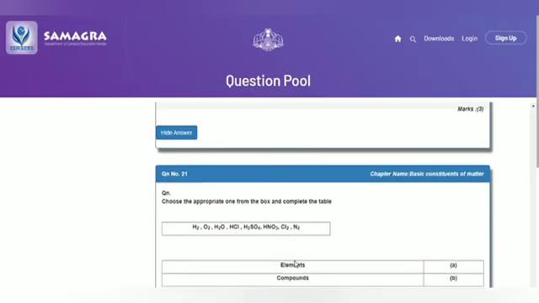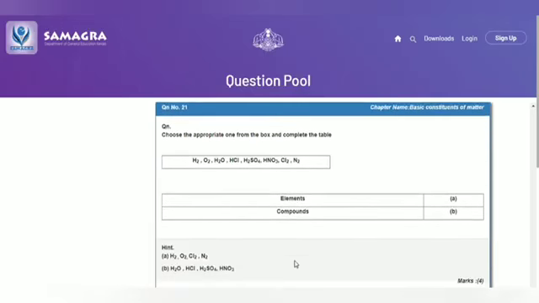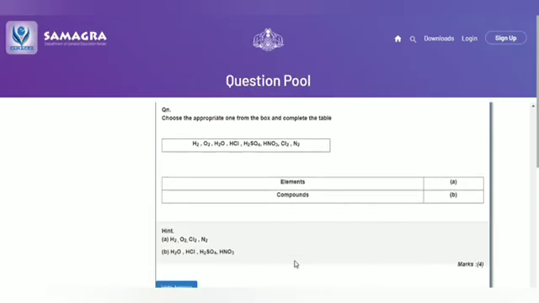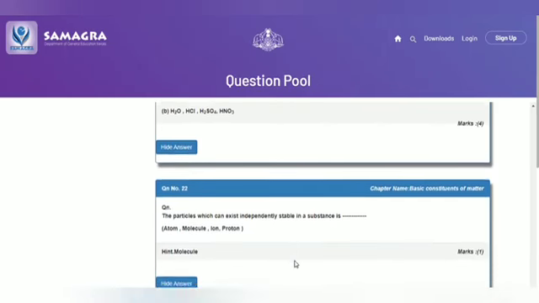Choose the appropriate one from the box and complete the table. The elements are hydrogen, oxygen, chlorine and nitrogen. The compounds present are H2O, HCl, H2SO4 and HNO3.